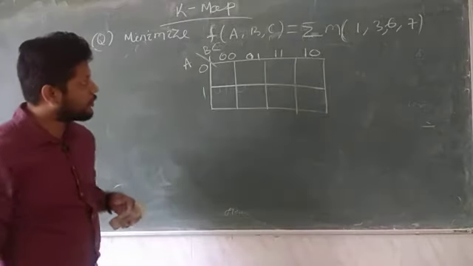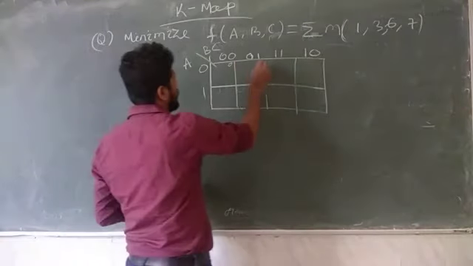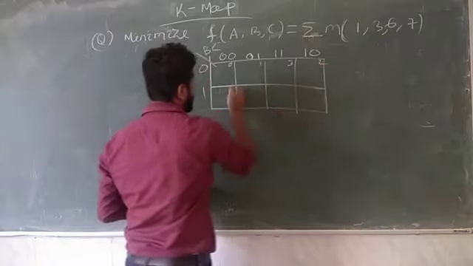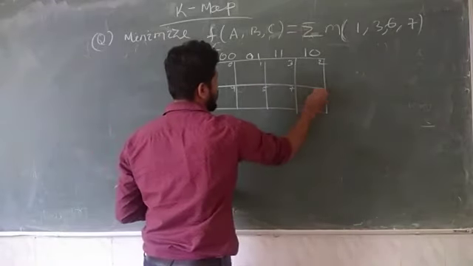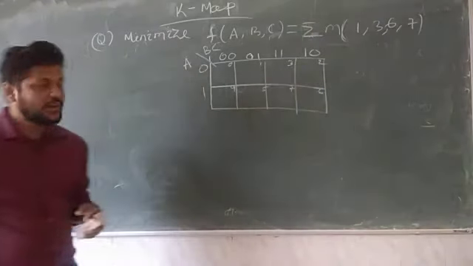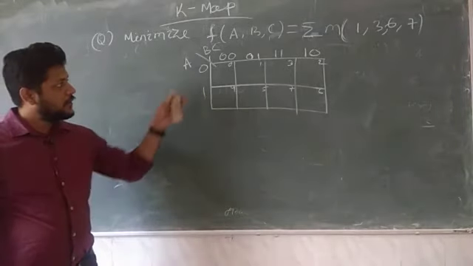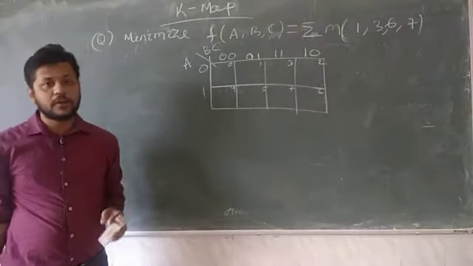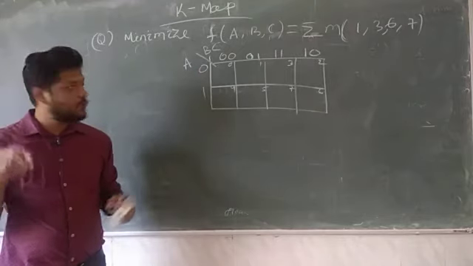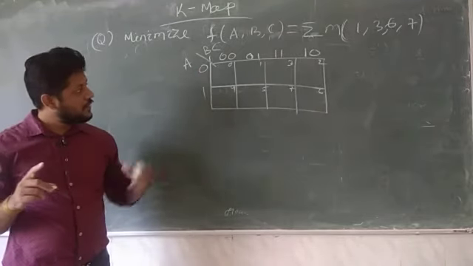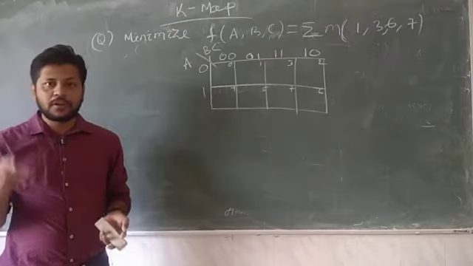Zero zero zero 1 1 1 1 0. We have 0 1 3 2 4 5 7 6. We must number the cells first. Then inside that number, whichever min terms are present, we write 1 there, and where the min terms are not present, we write 0.